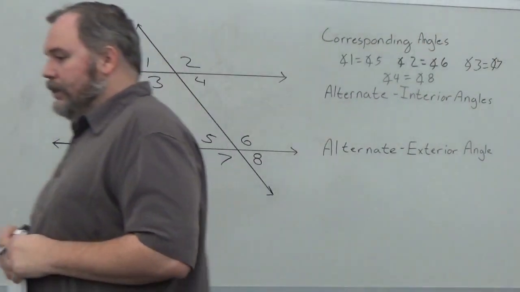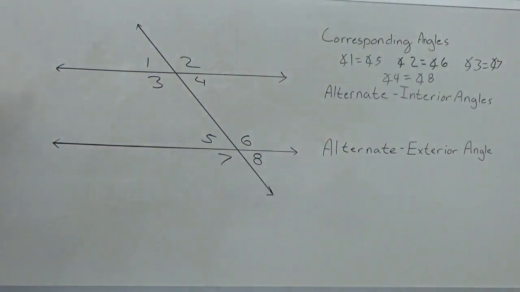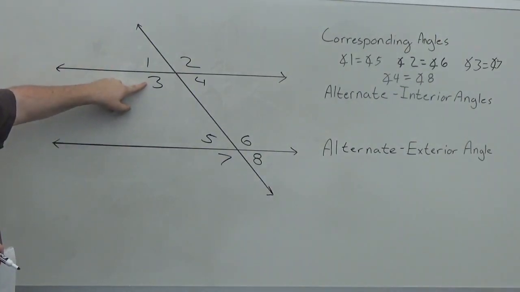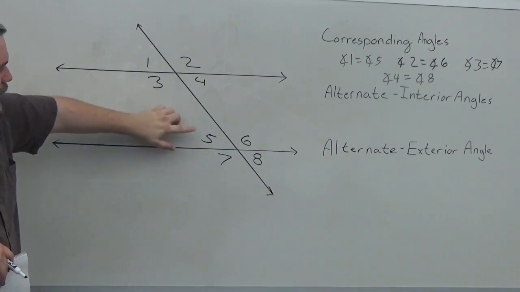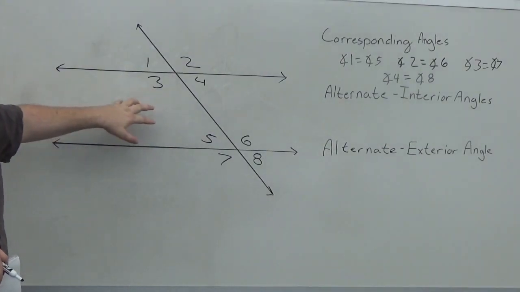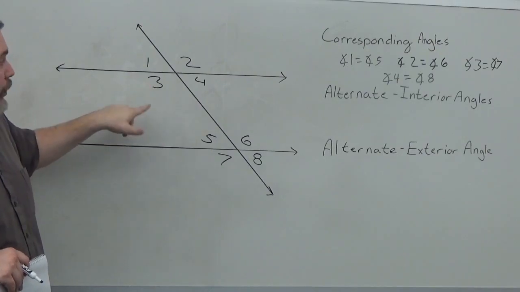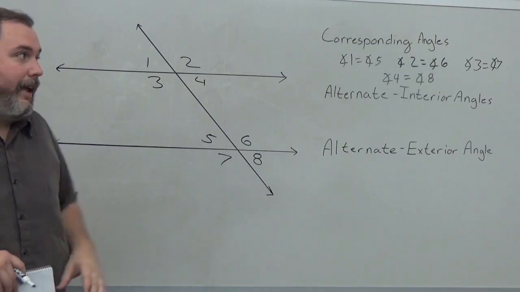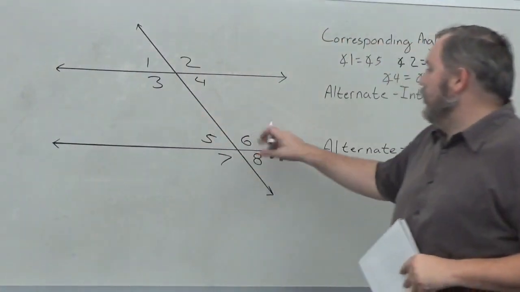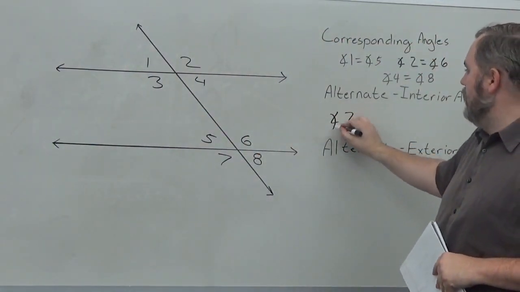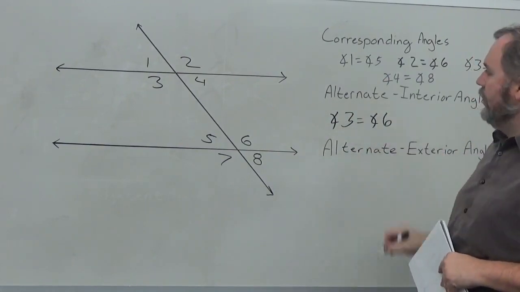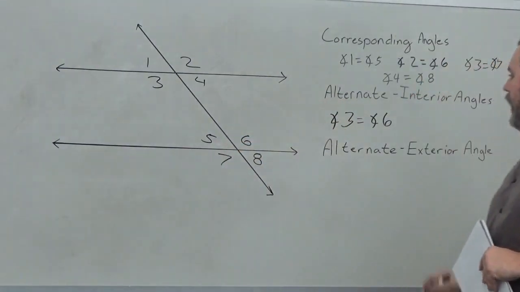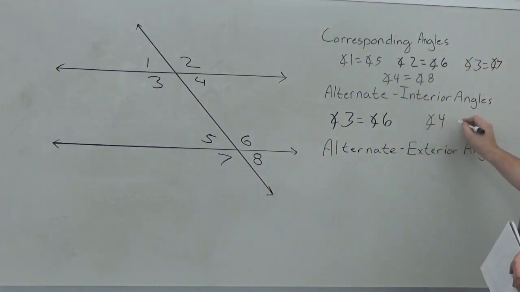What we have to do is look at the inside between the two parallels. Alright, so we have 3. Well, 3 does not look like 5. However, if you were to put a mirror up here, 3 does look like 6 when flipped upside down. So the alternate interior angles would be 3 is equal to angle 6. And the same thing applies. 4 looks like 5 if it's flipped upside down.